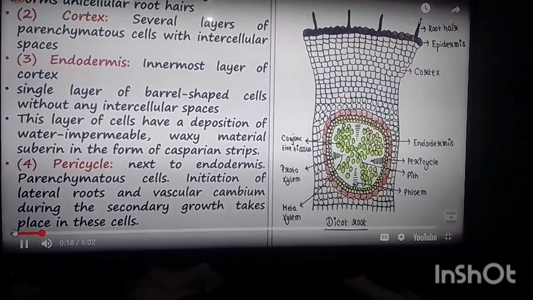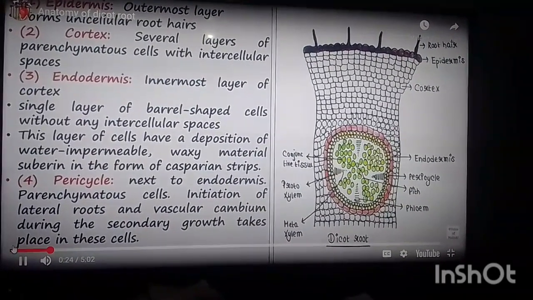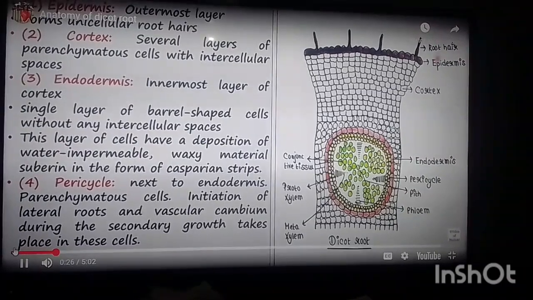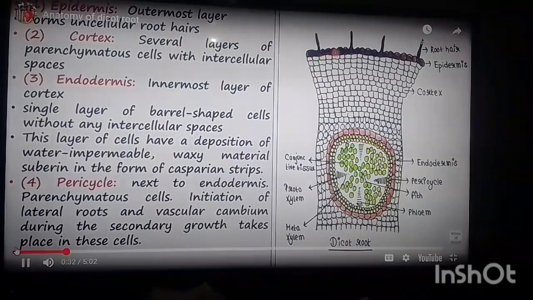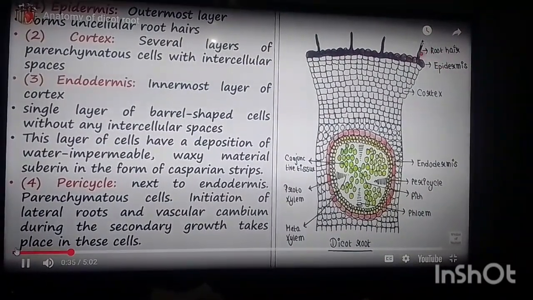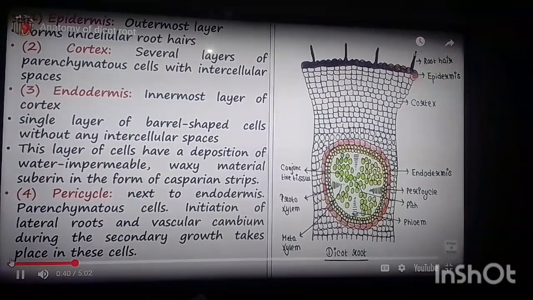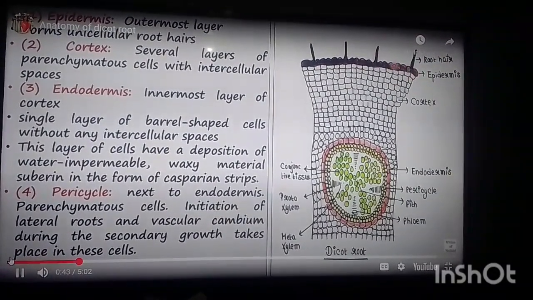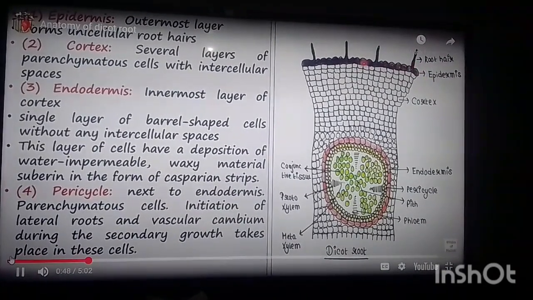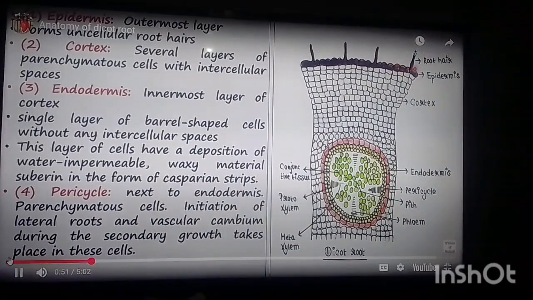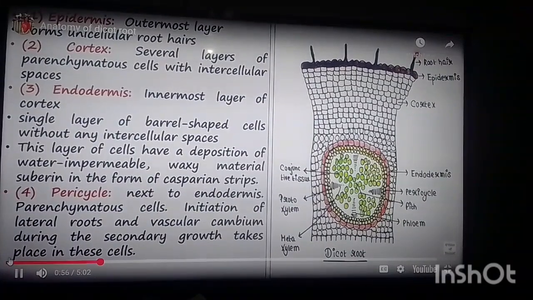So when we talk about dicot root anatomy, we will find some layers. The first layer is the outermost layer, called the epidermis. Here you will see that some root hairs are found. Basically, each cell of this epidermis can form a root hair, but not all cells will form root hairs, only some of them. And each root hair represents a single cell.